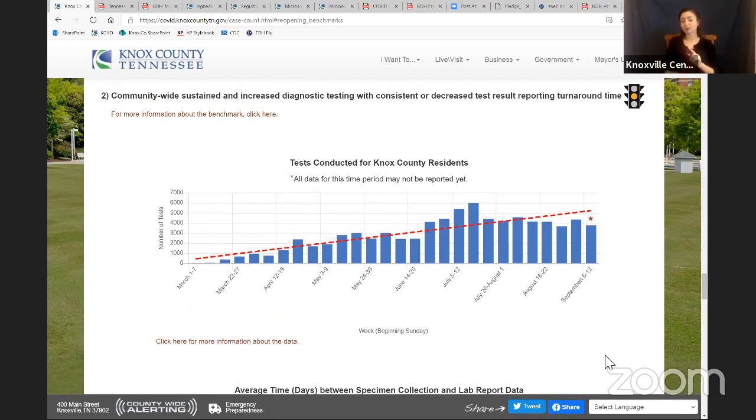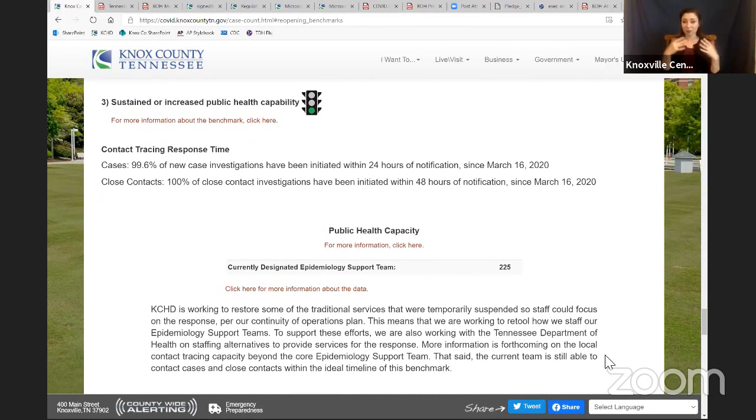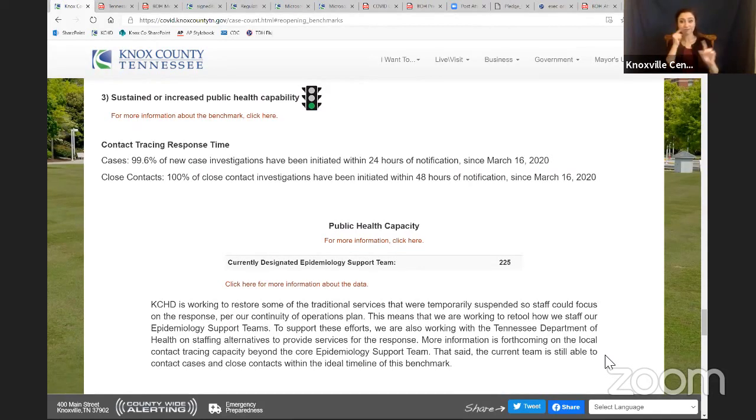On our third benchmark, sustained or increased public health capability. For this benchmark, we aim to initiate investigations for new cases within 24 hours and for close contacts within 48 hours. We've added a few new team members into our EPI support team from last week. With this team, we continue to be able to initiate investigations in the desired timeframe. Because of this, our benchmark continues to be represented as green.